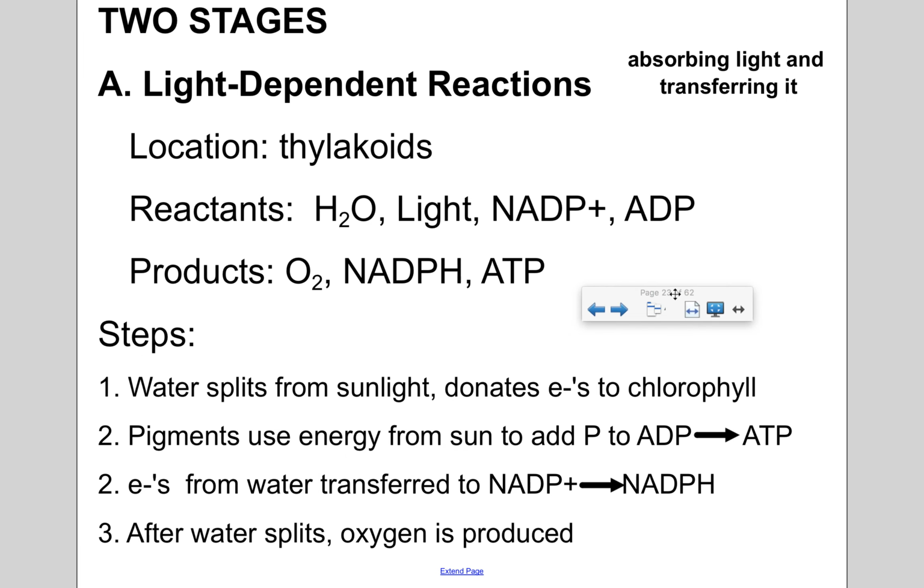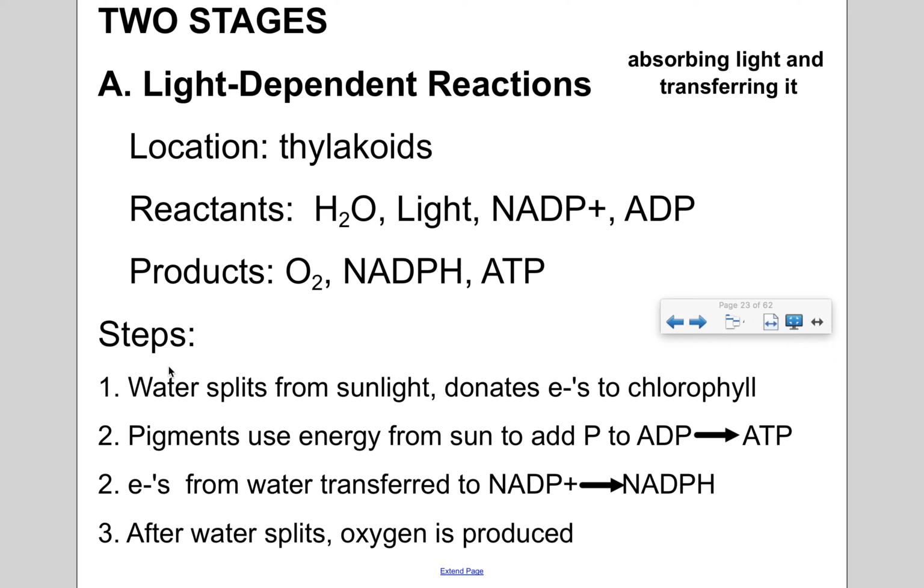So photosynthesis has two stages. The light-dependent reactions. This takes place in the thylakoids. The whole purpose of the light-dependent reactions is to absorb light and transfer it. So the reactants for this, we're going to need some water, and I'll explain that in a little bit here. We're going to need some light, and we're going to need an electron carrier, NADP+. What we're going to make from this is oxygen, our electron carrier, NADPH, as well as energy, ATP.